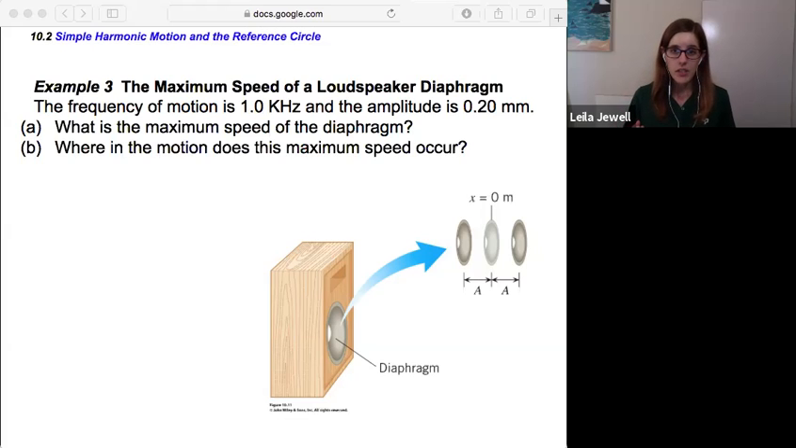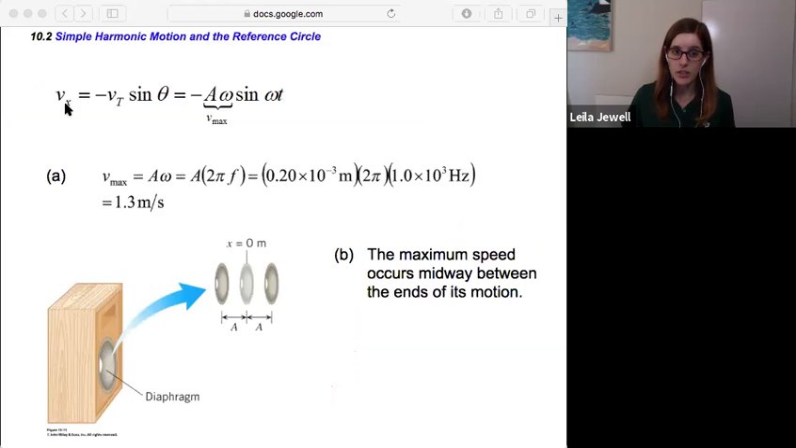Well, for the maximum speed of the diaphragm, we can look at our velocity equation, how velocity depends. At any given moment, the velocity is equal to negative amplitude times omega times sine omega t. But if we just want the maximum, all we need is the amplitude and the angular frequency. So V max is equal to amplitude times angular frequency. Note that they gave us the frequency in hertz, kilohertz to be exact, which is often what frequency is given in terms of. 1000 hertz is pretty mid-range, a little bit on the high end.